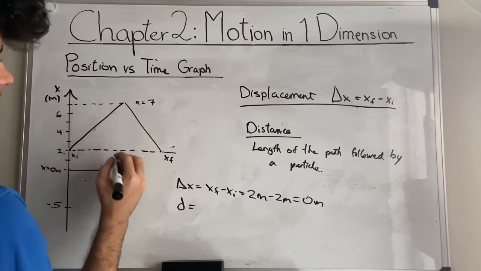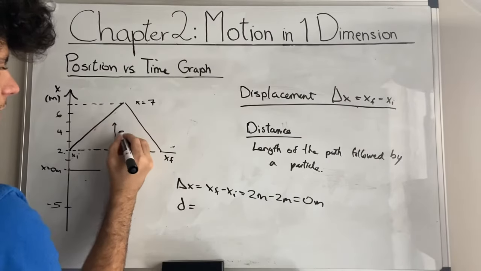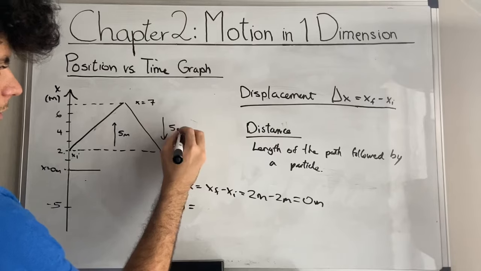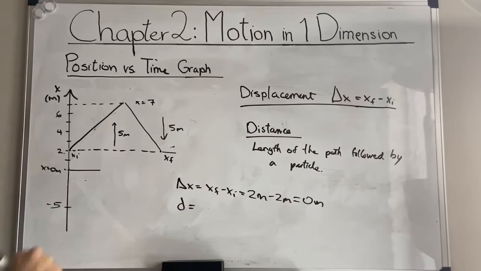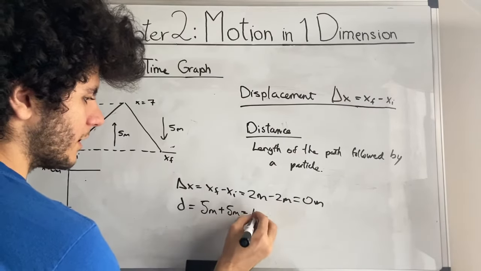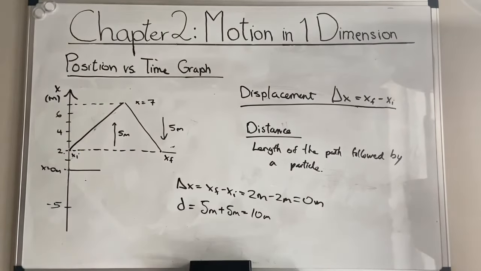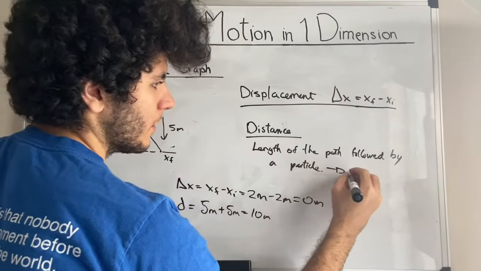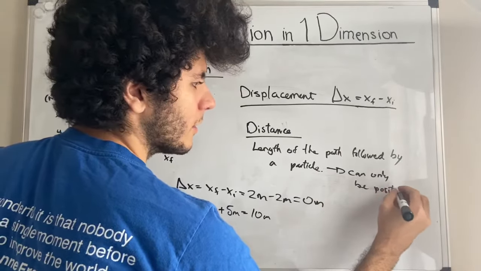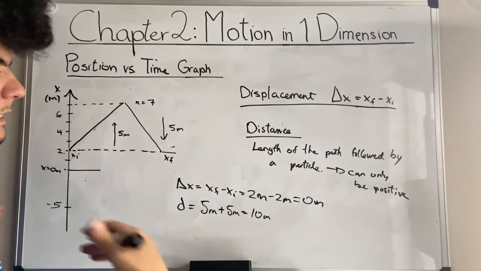On the other hand, distance considers the 5 meters that have been traveled when going up, basically in the positive x direction, and then the 5 meters when Timmy was going in the negative x direction. Therefore, it is 5 meters plus 5 meters, which gives us a total distance traveled of 10 meters, right? And so that's pretty much it. It's worth noting that distance can only be positive. You can't travel a negative distance.